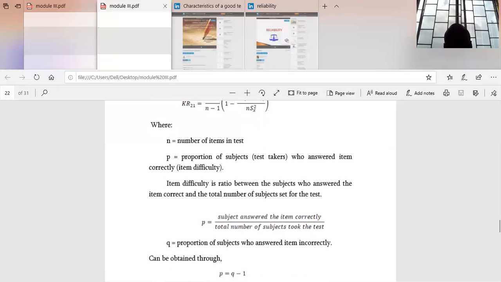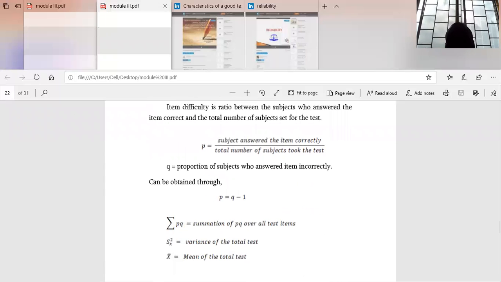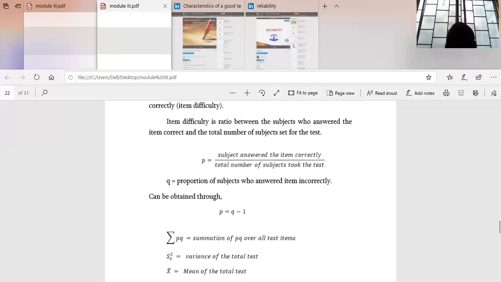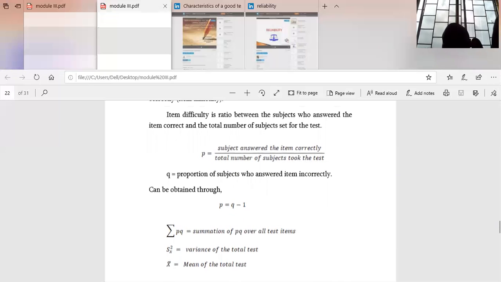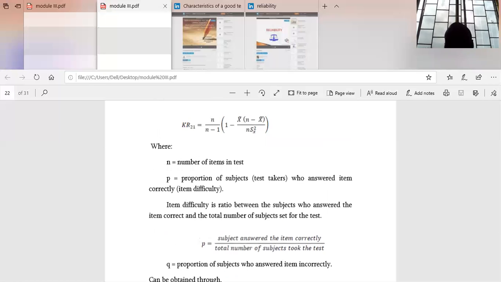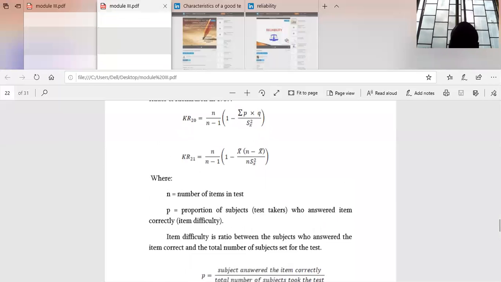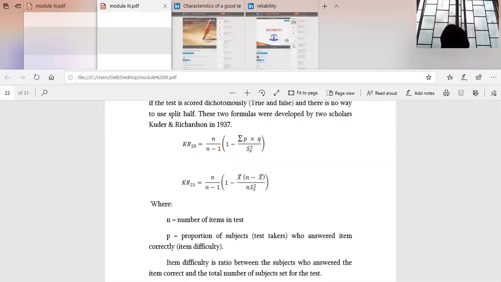How to calculate Q, there is a formula. So don't be discouraged. S square X is what you call variance. So it's a matter of calculating and then substituting those ideas into the formula, and then you come up with answers. But KR21, there is a difference there.